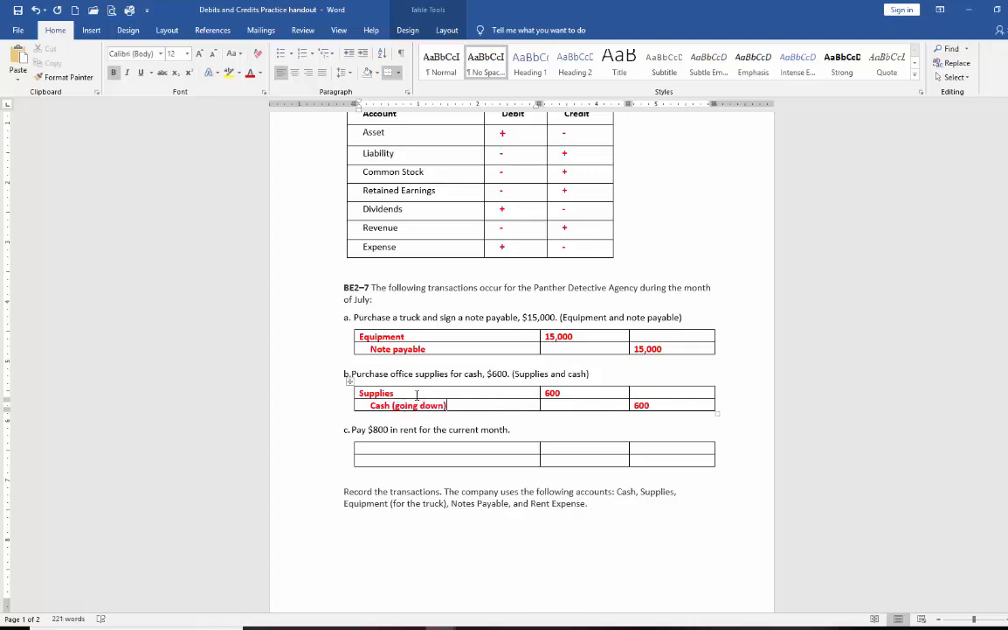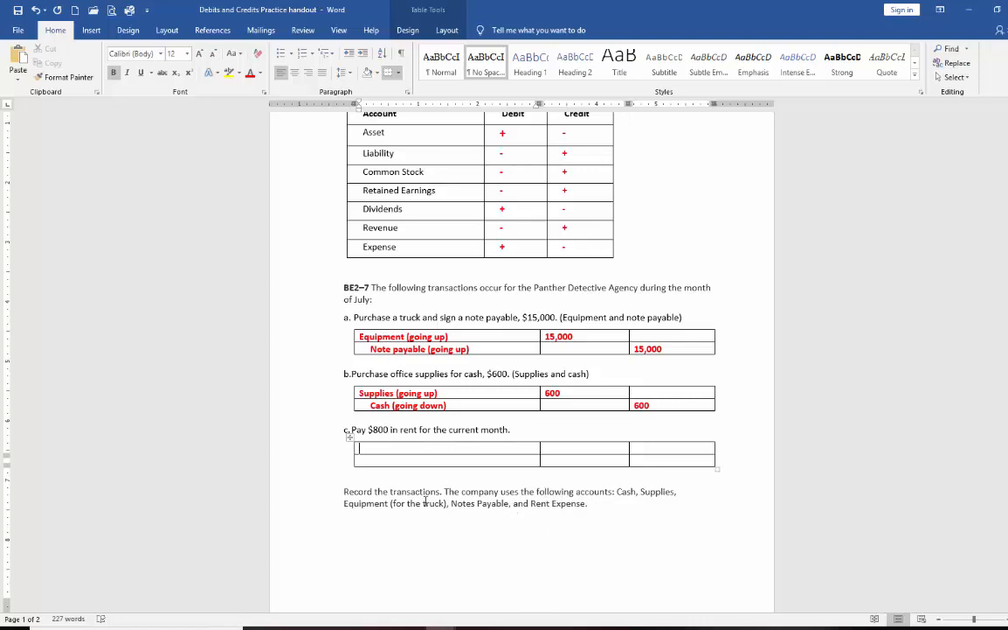And I put little notes in here to remind ourselves. This wouldn't be in your journal entry, but this is just to remind you. This is going up, so you debit it. This is going down. In this case, both of them were going up. Equipment went up because we bought it. Note payable went up because we have a new liability.